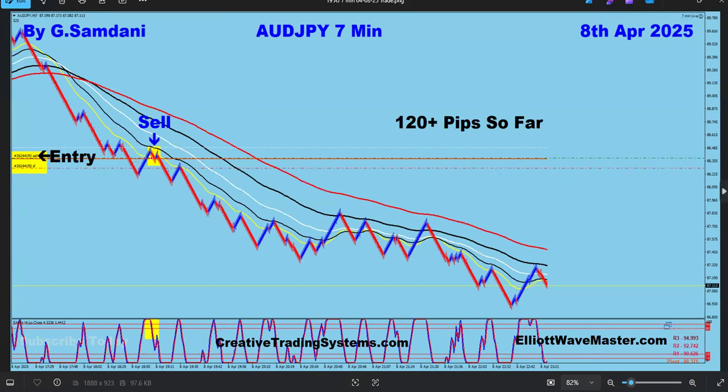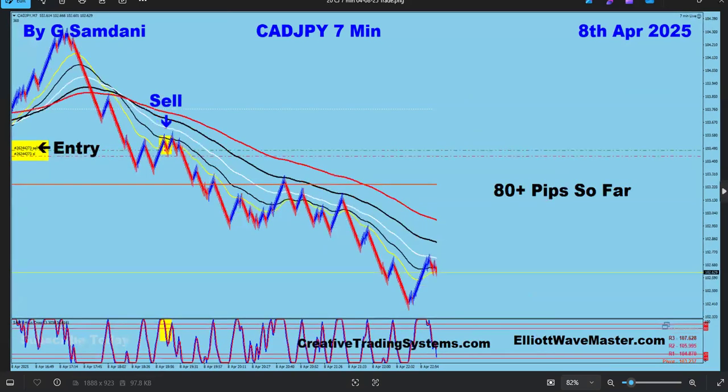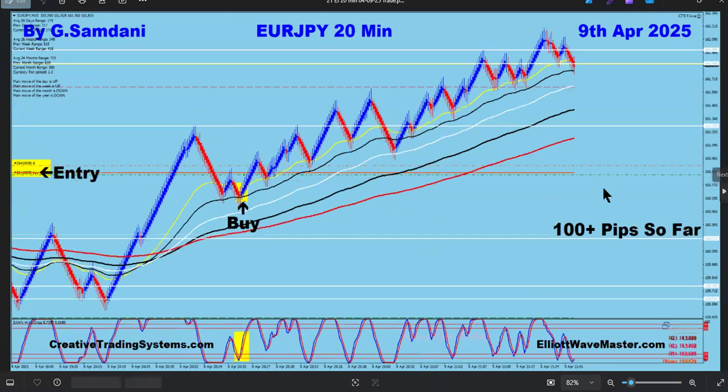And this one, I think I have a 40-minute chart. No, not that. Some of those 40-minute charts, I can't find them. But before and after, they are probably on my website. So yeah, CAD yen went down also 80 pips. And then I see euro yen on the 9th going to the upside for 100 pips.